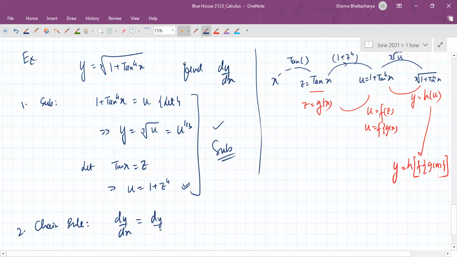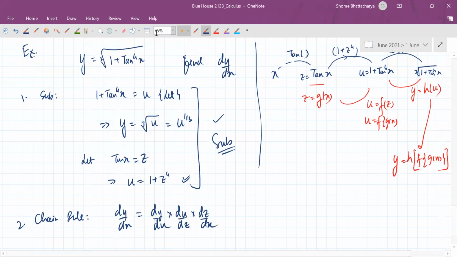So dy by du. Okay, but then u is itself a function of z. So this has to be multiplied with du by dz. And finally z is a function of x. So now we have to solve this thing. There's just an extra step involved.